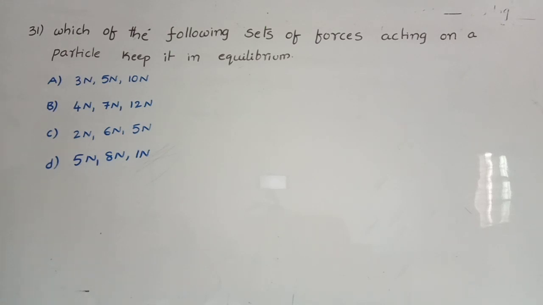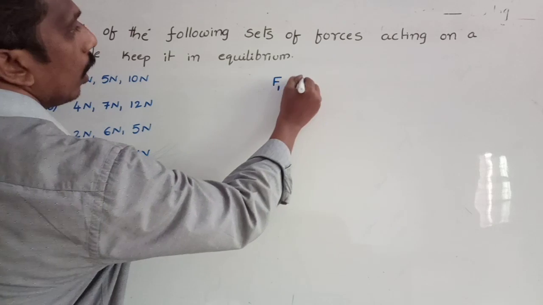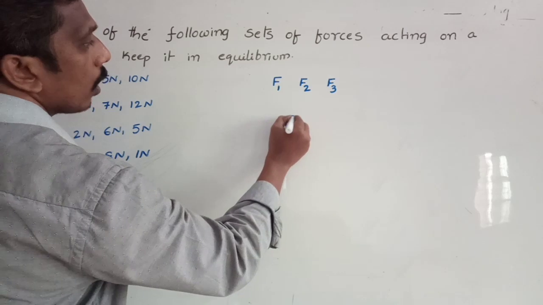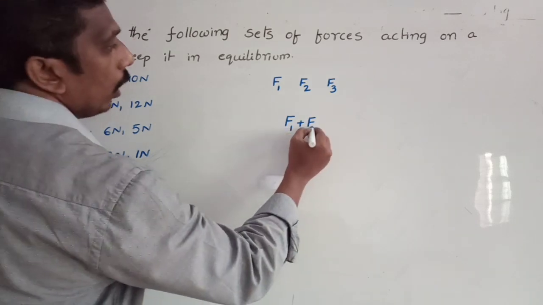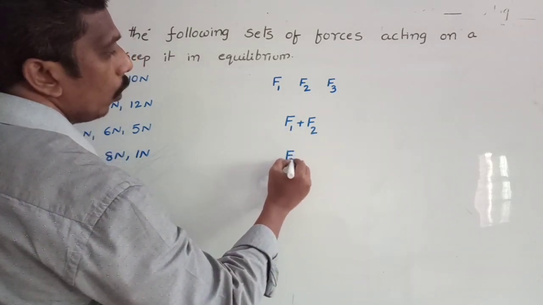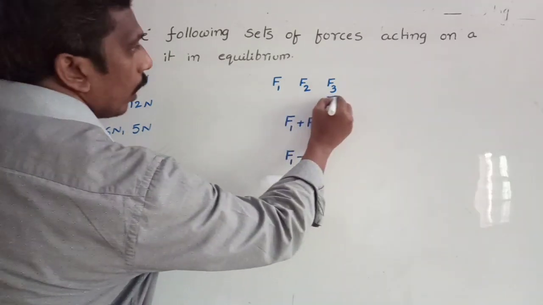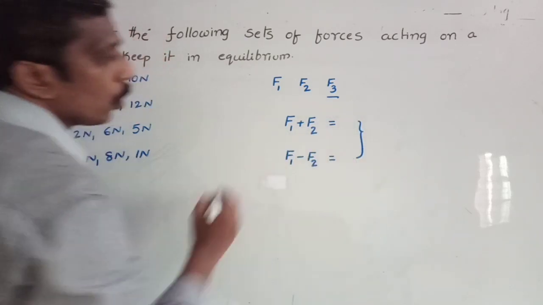Problem number 31. Which of the following sets of forces acting on a particle keep it in equilibrium? Here they have given, in every set, 3 forces. You select any 2 forces out of the 3, and the other force must be either equal or less than this one. F1 plus F2, and you find F1 minus F2 or F2 minus F1. This third force is either equal to this one or equal to this one or lies between these 2 values.